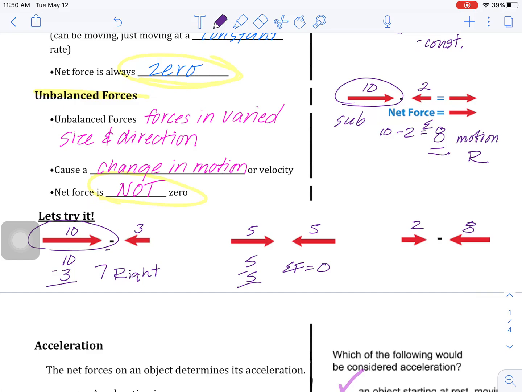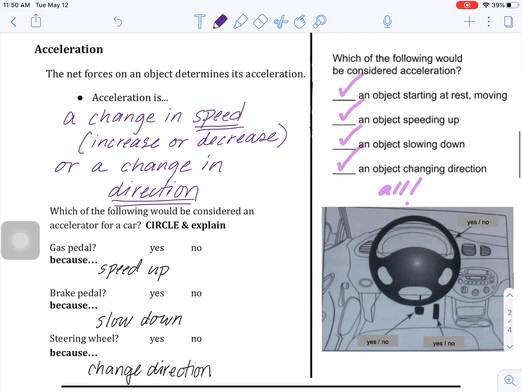And then the last one here, a subtraction again, going opposite directions. I'm always going to do big minus small, doesn't matter which one is left or right, giving me a net force of 6. And then looking at my winning force, or the larger of the two, that's this guy, to the left for my net force. Awesome.